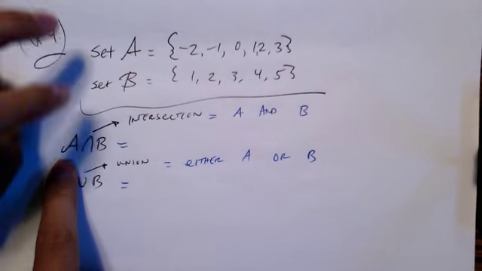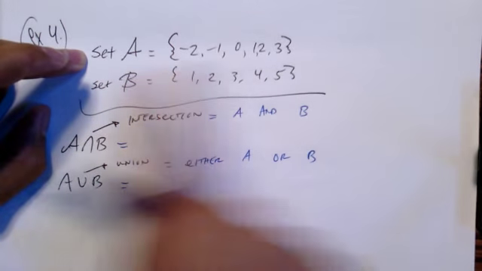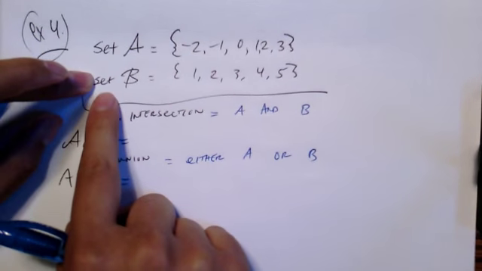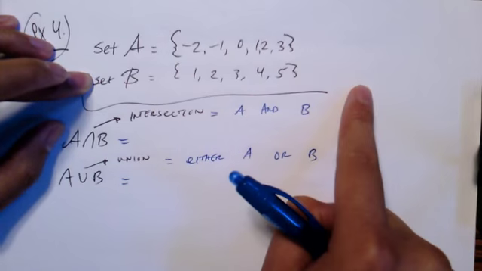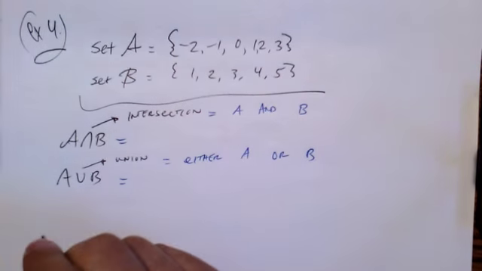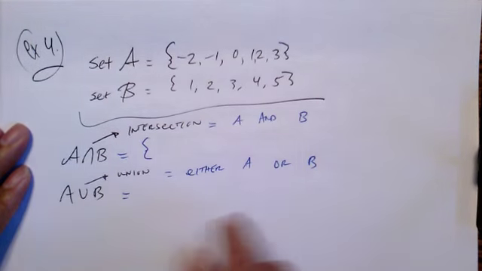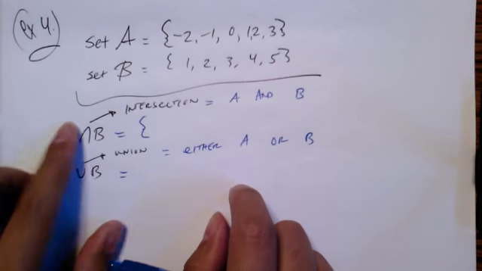Here's the original set. Okay. Set A is negative 2. These are the elements in the set: negative 2, negative 1, 0, 1, 2, 3. For set B, these are the elements in set B: 1, 2, 3, 4, 5. Okay. Now, what we're going to do is that they want you to figure out, got to use the correct definition, correct terms, right?